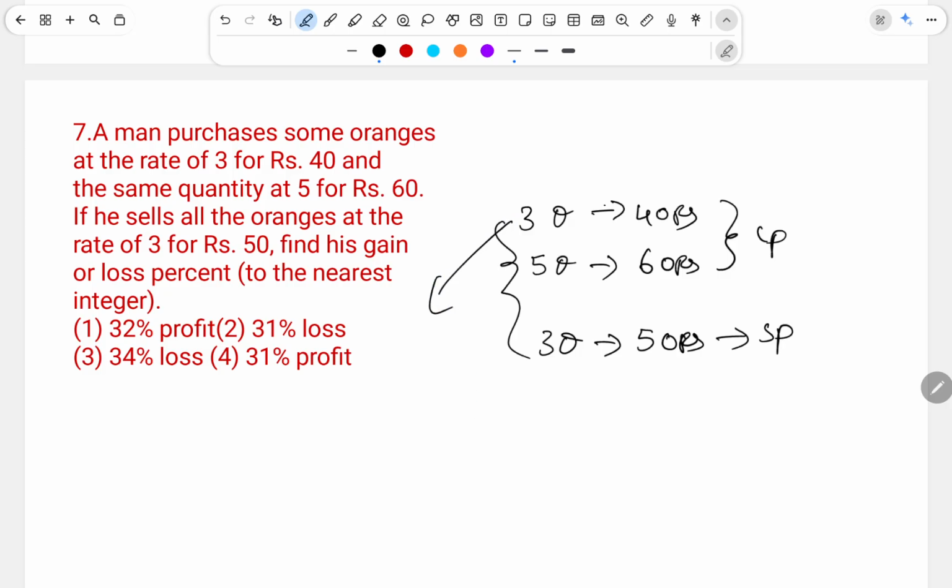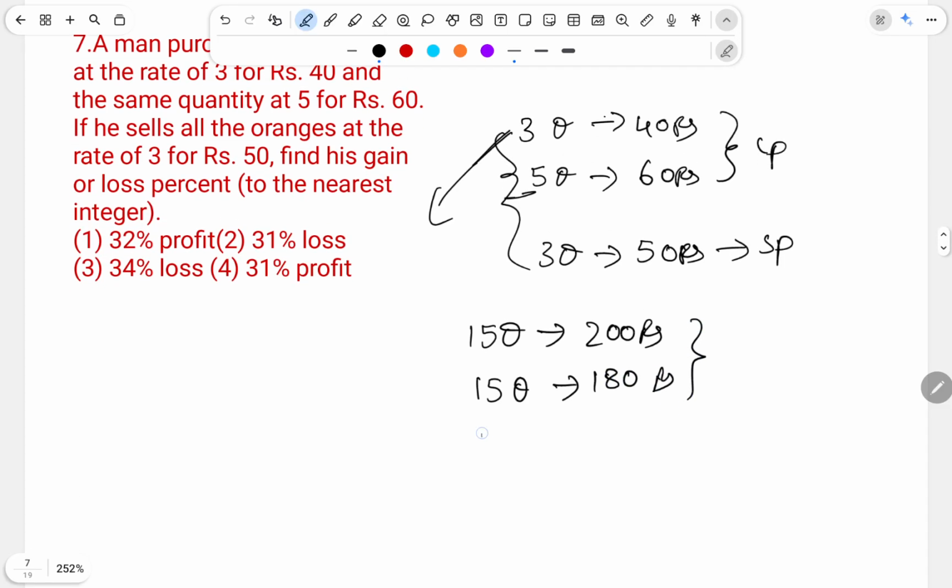Everything, CP, SP, combined, try to make it 15. Means we are making the articles the same. So 3 into 5, 15. 3 into 4, 12. Sorry, 5: now we have to multiply by 5. 5 threes are 15 oranges, 5 fours are 200. Then this should be multiplied by 3. 3 fives are 15 oranges, 180. So total CP now becomes 30 oranges, 380.